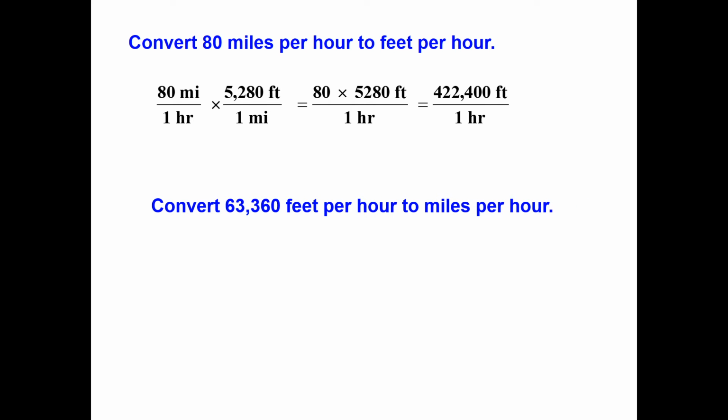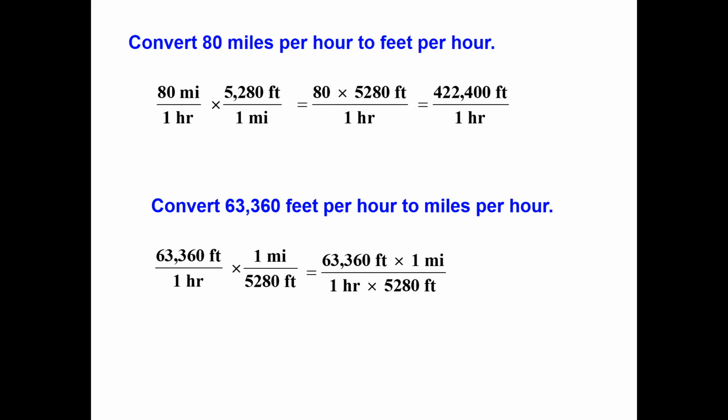If you wanted to convert feet per hour to miles per hour, we know that 1 mile is equal to 5,280 feet. So we put feet on bottom this time to cancel out the feet. Working it out, we get 12 miles an hour.